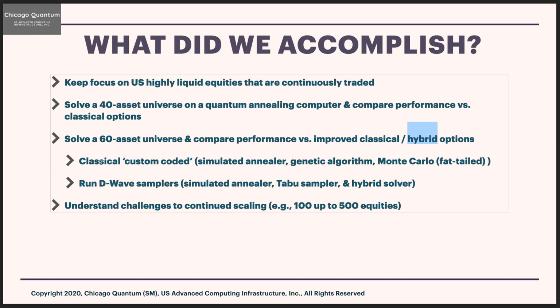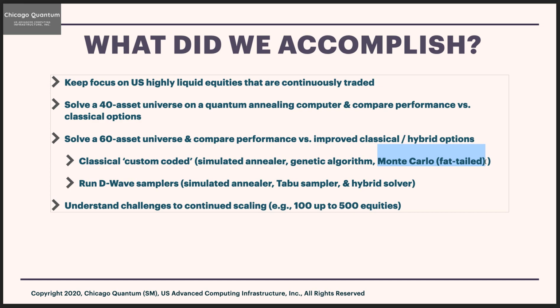So our classical custom coded work, we coded a simulated annealer that basically pretends like it's a quantum annealer, but it's not quantum. It's a digital annealer. We have a genetic algorithm, and that is using parents that breed children that take the best attributes of a portfolio and pass it down. And a Monte Carlo fat-tailed is doing random sampling, but it's sampling in each size of a portfolio a very small amount.